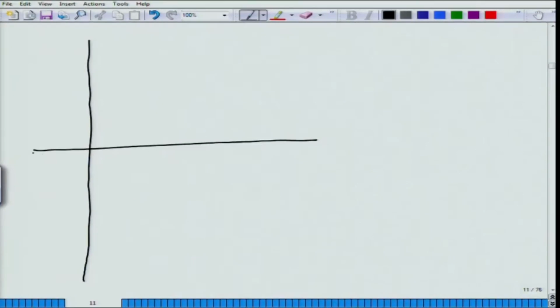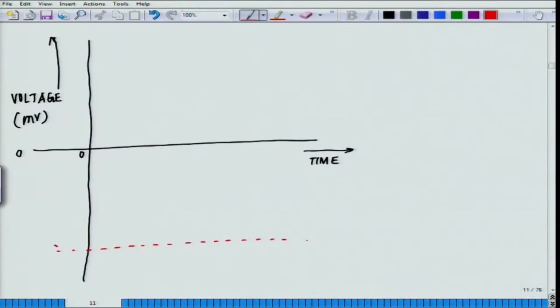So, this is 0 millivolt, this is time, and this is voltage in millivolt. Okay. This is 0 millivolt and we are moving in time, and this is where the cell is sitting, which is say minus 75 millivolt. Okay. This is where the membrane, so the cell, is sitting at minus 75 millivolt.